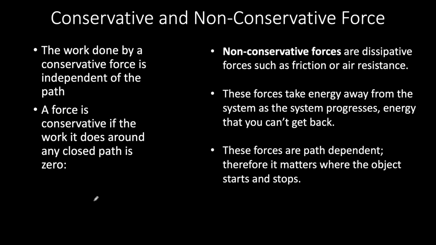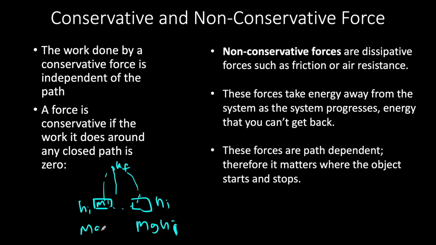So for example, if this is an object of mass m, and this is the initial position, and it goes up to hf, and then it comes back again to hi. For this enclosed path, the work done is 0 because the final gravitational potential energy is this, and the starting point is also mghi, which is equal to its final potential energy. So the work done is 0.